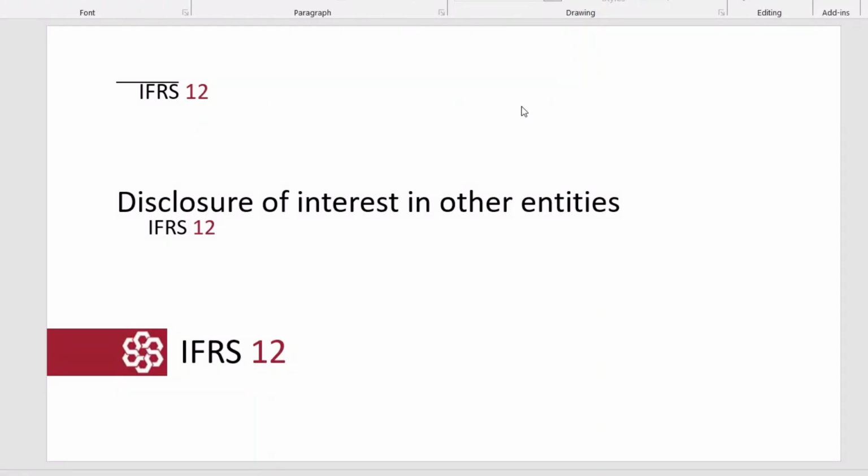Hi, today I'm going to explain IFRS 12. But before I start, let me tell you a very common confusion. Many students think IFRS 12 involves consolidation or a calculation. It does not. IFRS 12 is purely a disclosure standard.